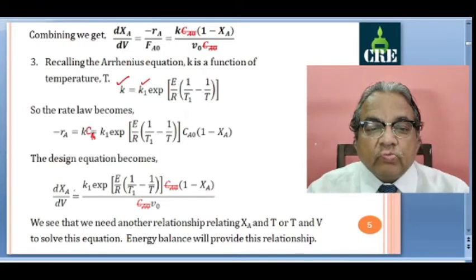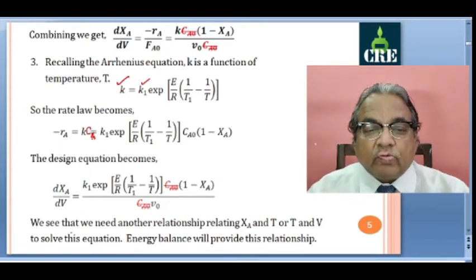So your design equation now becomes dXA/dV = -rA/FA0, with k1 exponential E/R into the bracket (1/T1 - 1/T), multiplied by CA0 into (1 - XA), divided by CA0 into v0. CA0 will cancel out, and you are left with this design equation where the temperature dependence of the rate constant k is taken care of.